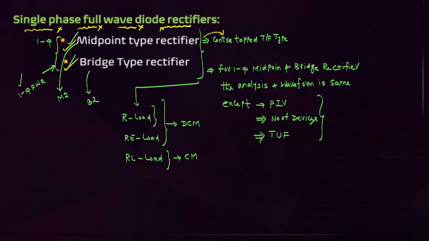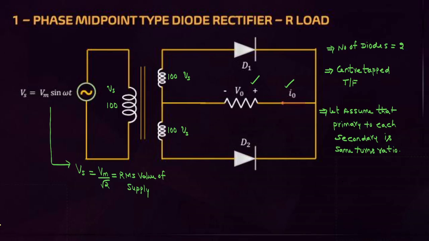In a full wave rectifier, discontinuous mode is only in R and RE load. For the remaining loads it is continuous mode. If there is an inductor, it is continuous mode. But in a half wave rectifier, all are discontinuous mode except one case, that is the freewheeling diode case. In a full wave rectifier, most cases are continuous mode except R and RE. Midpoint and bridge rectifiers have the same formulas and waveforms except peak inverse voltage, number of devices, and transformer utilization factor.